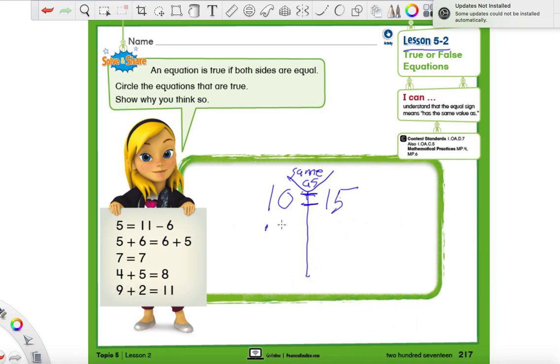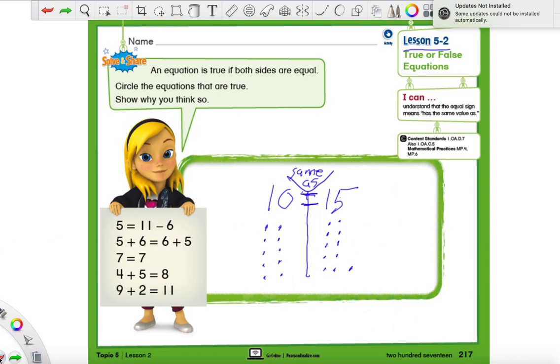And you can draw your dots. 5, 6, 7, 8, 9, 10. 1, 2, 3, 4, 5, 6, 7, 8, 9, 10, 11, 12, 13, 14, 15. Now, do I have the same number of dots on each side of the fence? No way, I don't. You can see that there's definitely more dots over here. So there's no way that this number sentence is true. It is absolutely false. All right?